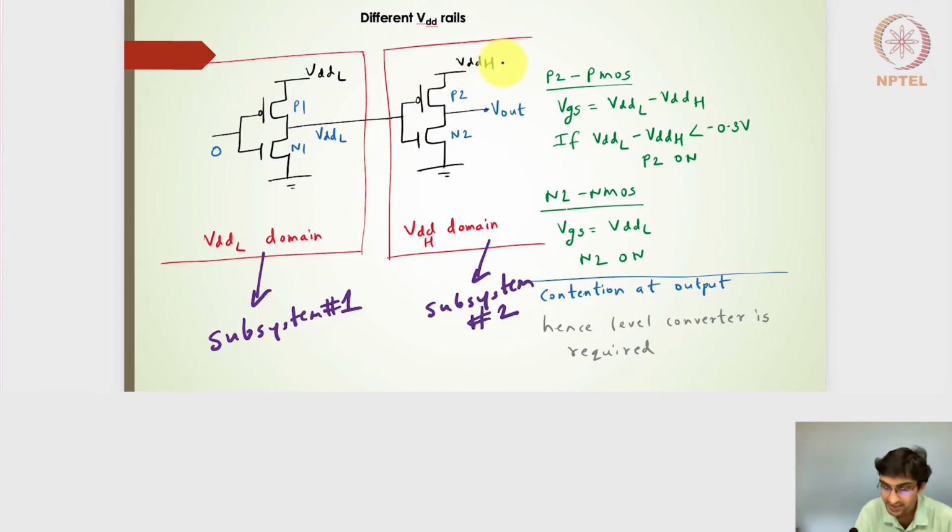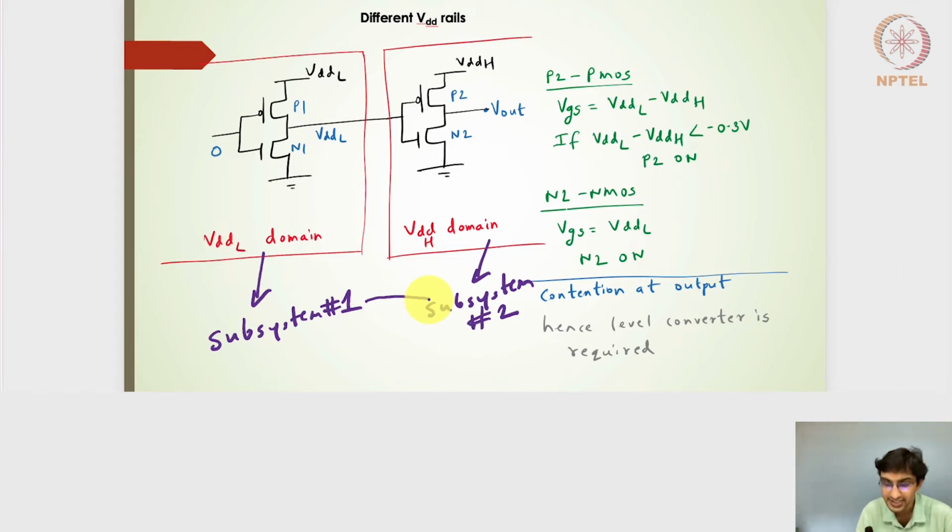This subsystem number 2 requires the higher rail voltage. This subsystem number 1 requires a lower VDD voltage for whatever reasons. Maybe the lower rail is just to make sure that subsystem 1 is very power efficient, whereas subsystem 2 needs to be performance efficient, so that's why we have used a higher rail. But always there needs to be an interface between them, so the output of the first subsystem needs to be connected to the second subsystem.